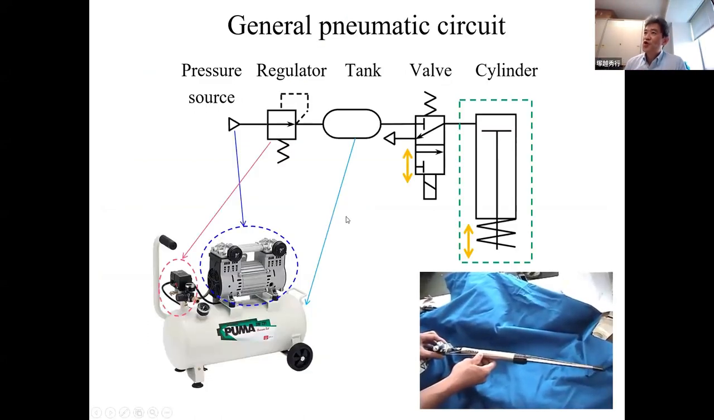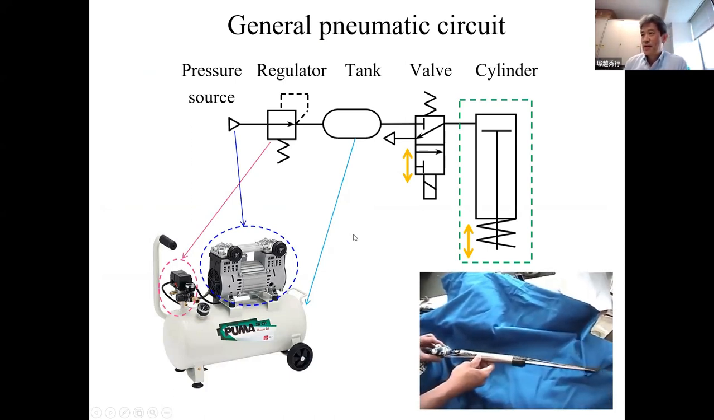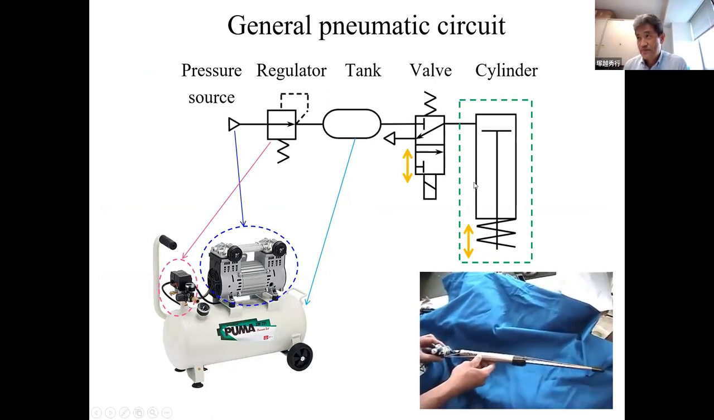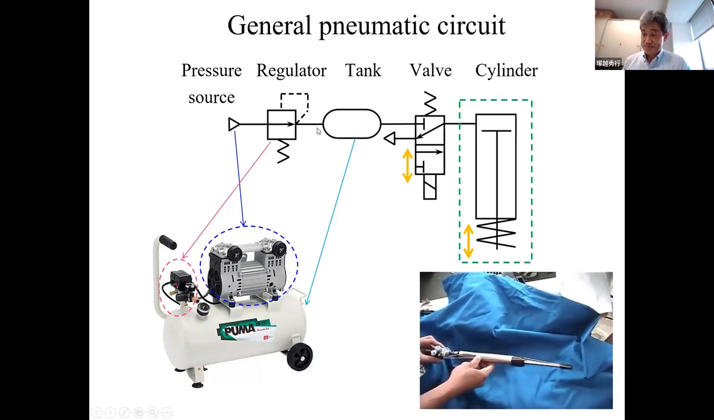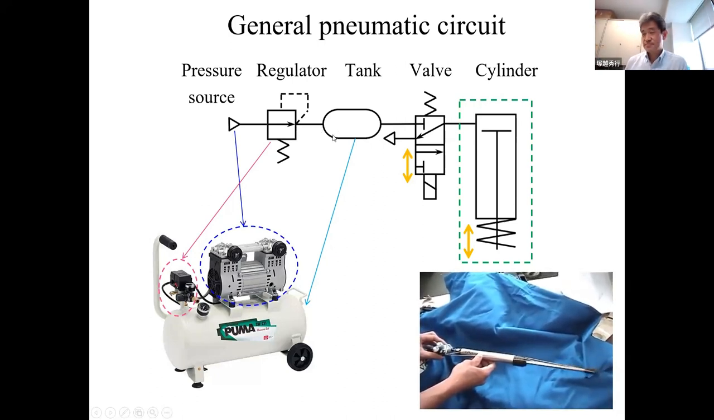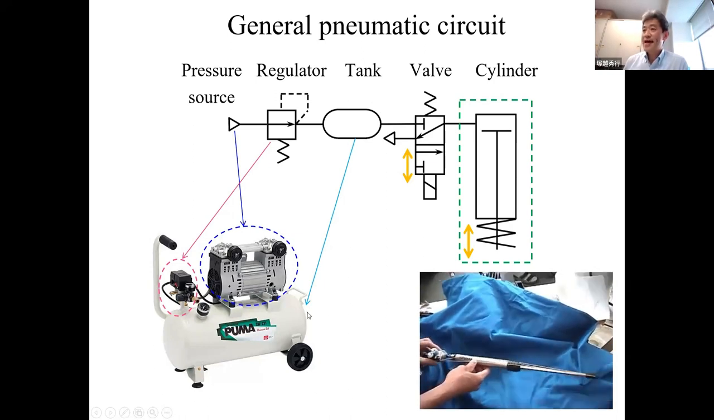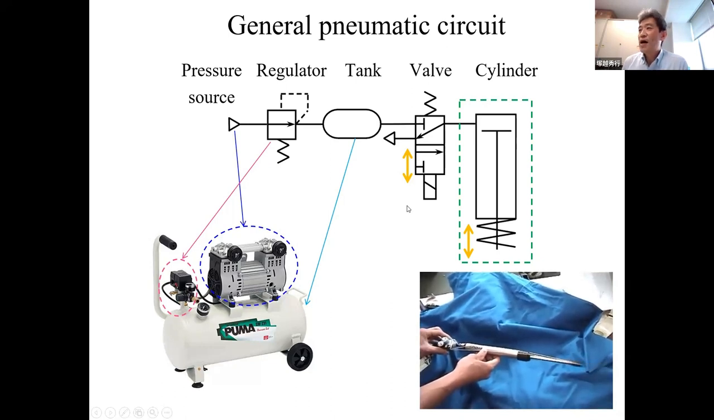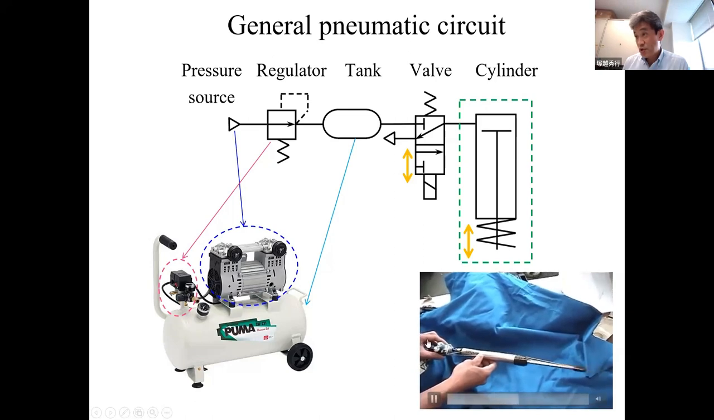This is the general pneumatic circuit. And here, the cylinder is driven by the pneumatic energy. This is a symbolic mark. This triangle shows the pneumatic power source. And the next one shows a regulator, which can automatically control the pressure for the downstream line. And this mark shows a tank. And this one shows the valve. Here, the valve is switching.